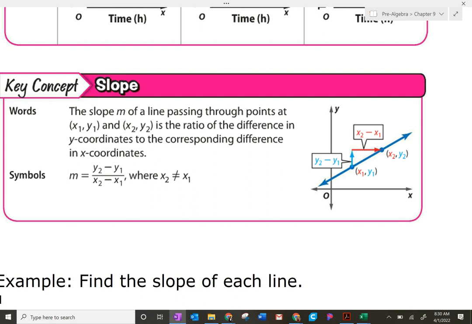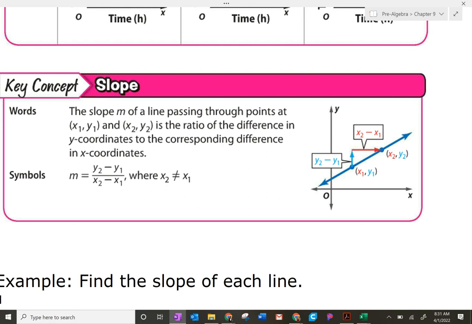It says one other thing behind the symbols, and it says where x2 cannot equal x1. If both of my x values were the exact same number, what would happen right here? Again, you're right, it'd be a 0. What happens when you try to divide by 0? The world explodes. Okay, it's not going to happen. It's not possible. It's one of those fantastic rules of math, we can never divide by 0, so that's why these two can't be the same.